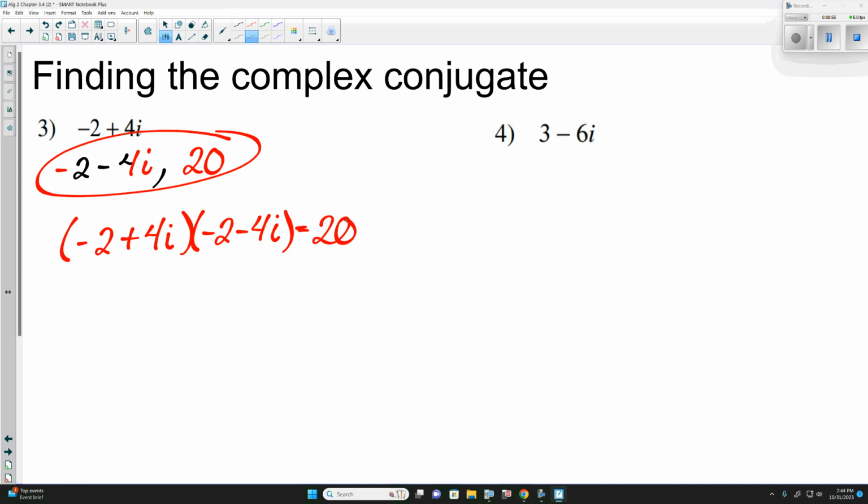Y'all get 20? Yeah. First I got some things here. You might have put a minus in front of one of the 2's instead of a negative. I think I put it here. I don't see that one. I could do it too.